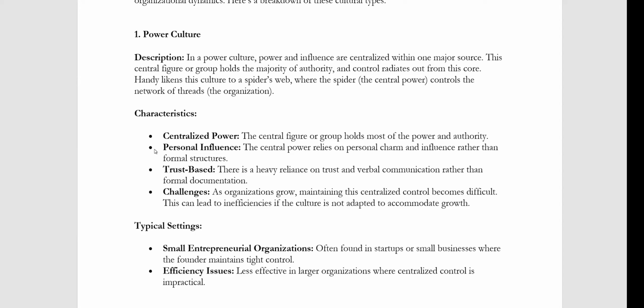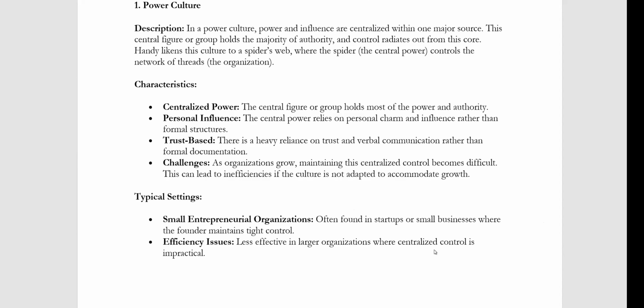Then challenges. As the organization grows, maintaining this centralized control becomes difficult because it can lead to inefficiencies if the culture is not adapted to accommodate growth. So if it doesn't accommodate growth, it can be a problem. Now, typical settings: it happens mostly in small entrepreneurial organizations, often found in startups or small businesses where the founder maintains tight control. And there could be efficiency issues. So it's less effective in large organizations where centralized control is impractical.